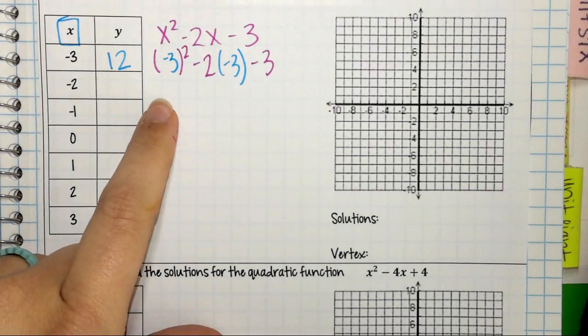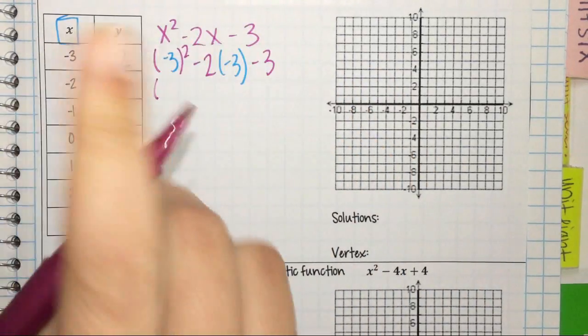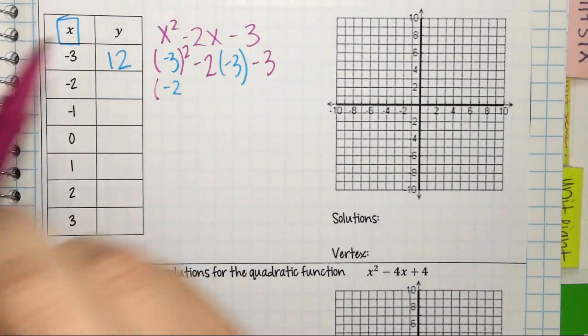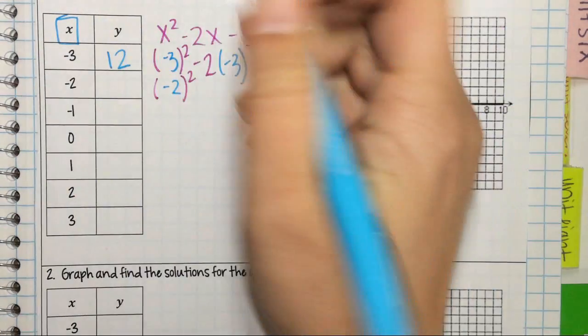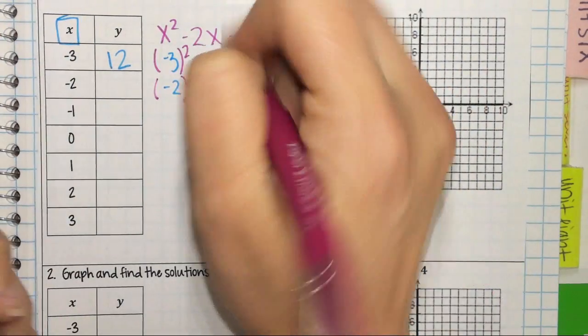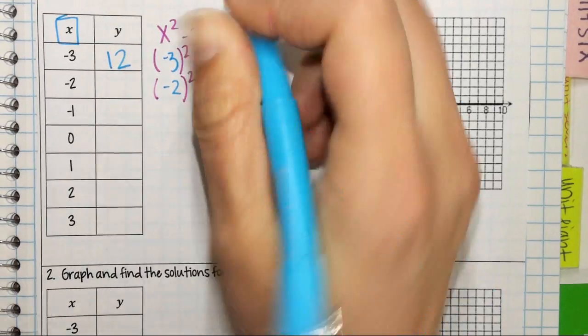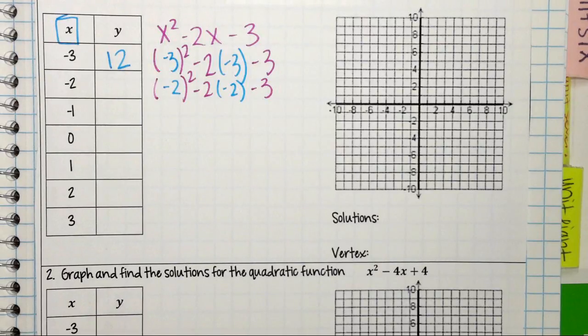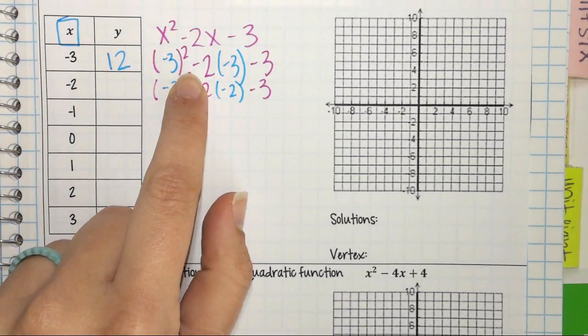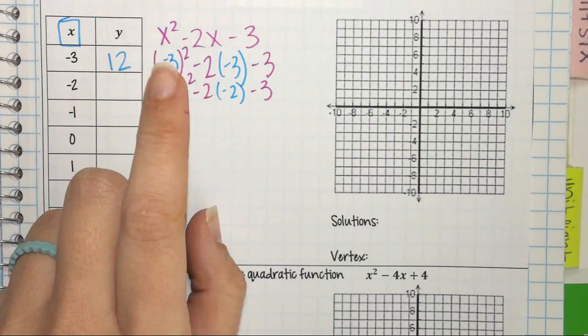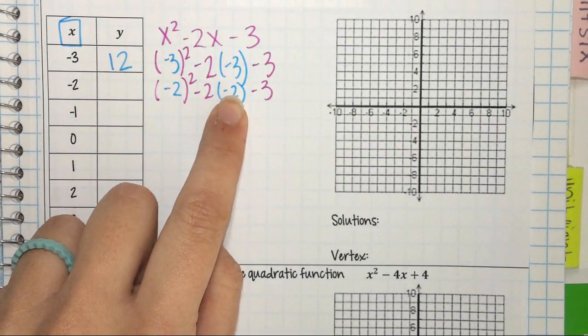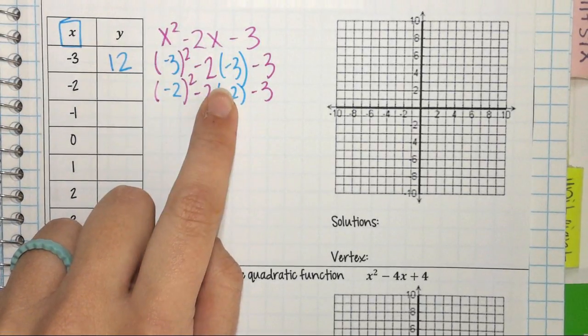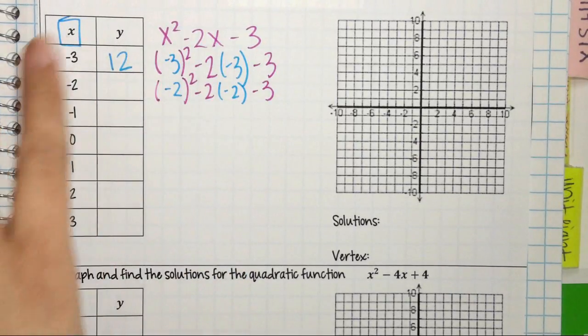Yes. Okay, now we're going to go to the next line. It's 9. So we have negative 2 squared minus 2 times negative 2 minus 3. Does everybody see where we got the negative 2's from? Yes. Are we sure? Okay, so we're going to do negative 2 squared and we're going to get 4. Negative 2 times negative 2 is 4. So 4 plus 4 is 8. 8 minus 3 is 5.